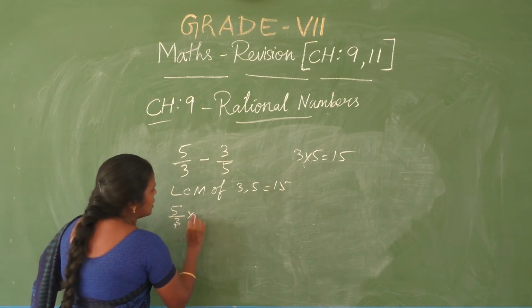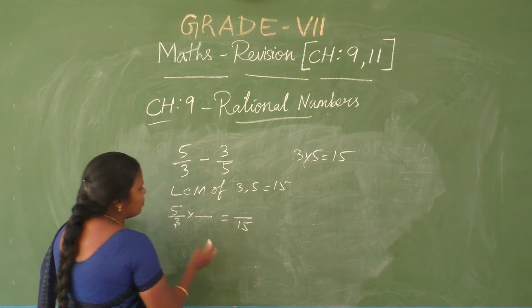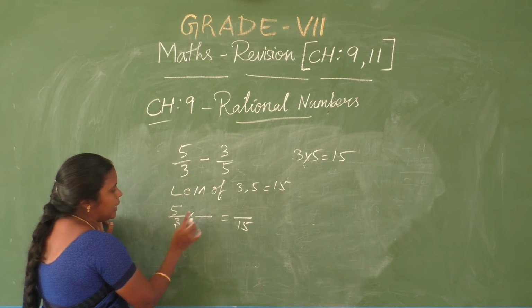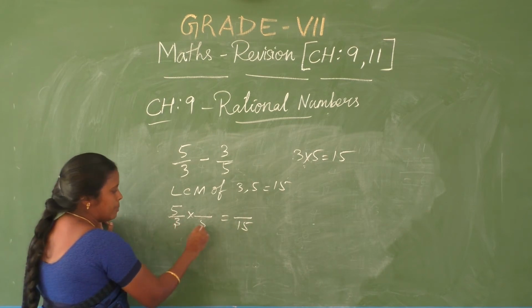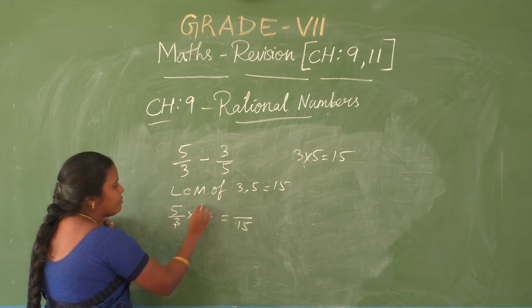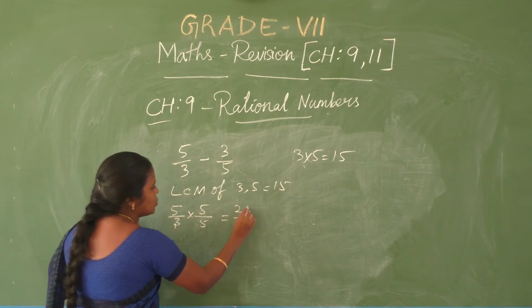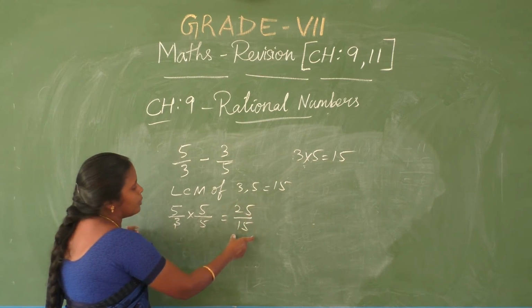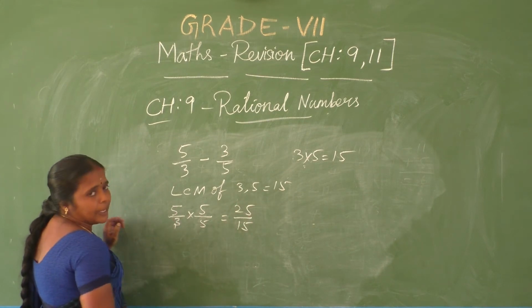LCM answer I want. So by making equivalent, up and down we have to multiply by the same number. 3 into dash equal to 15, by 5. So 3 5s are 15, means upside also by 5 I have to multiply. 5 5s are 25. Equivalent fraction. This and this: 25 by 15 is the equivalent fraction of 5 by 3.